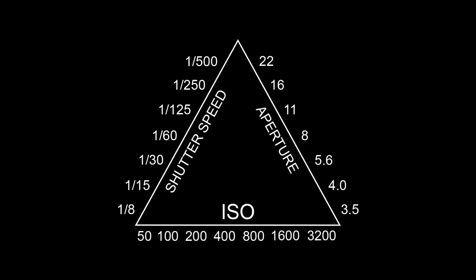ISO is a measurement of how sensitive your camera is. In the old days of film, it had to do with the size of the silver grains on film and paper. But today, it has to do with how sensitive the electronic sensor in your camera is. We'll look at how ISO affects both of these a little bit later in the video.